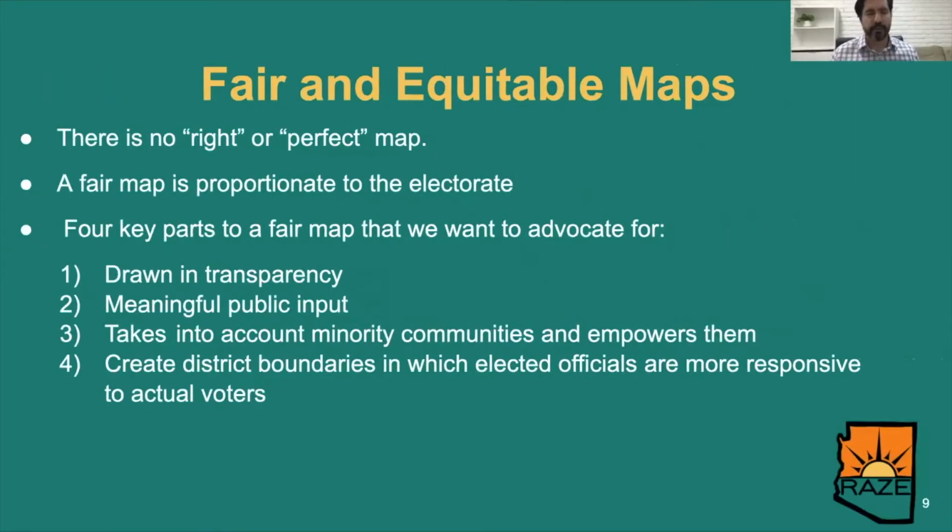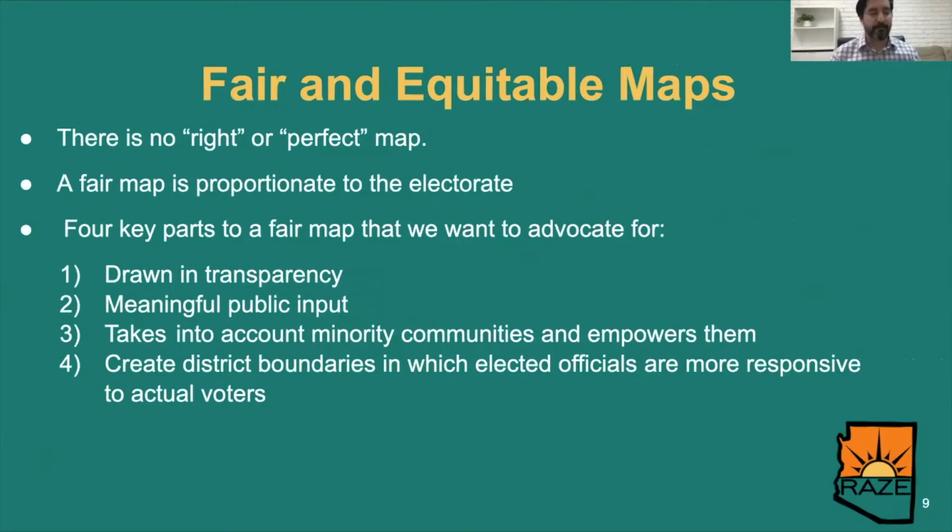So with some of these rules, we are trying to draw a map. Ideally, we want a map that is more fair or proportionate to the electorate. So there's no right or perfect map, but there are some things that would represent a fair map, and this is what we're advocating for.